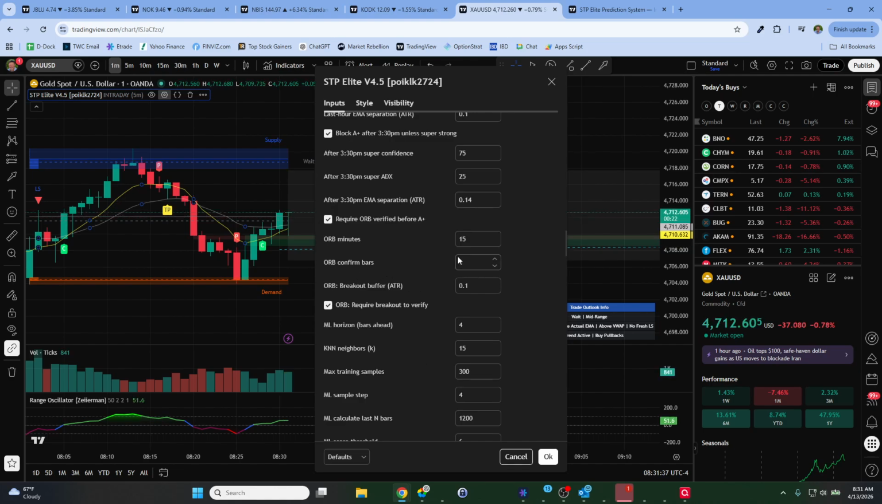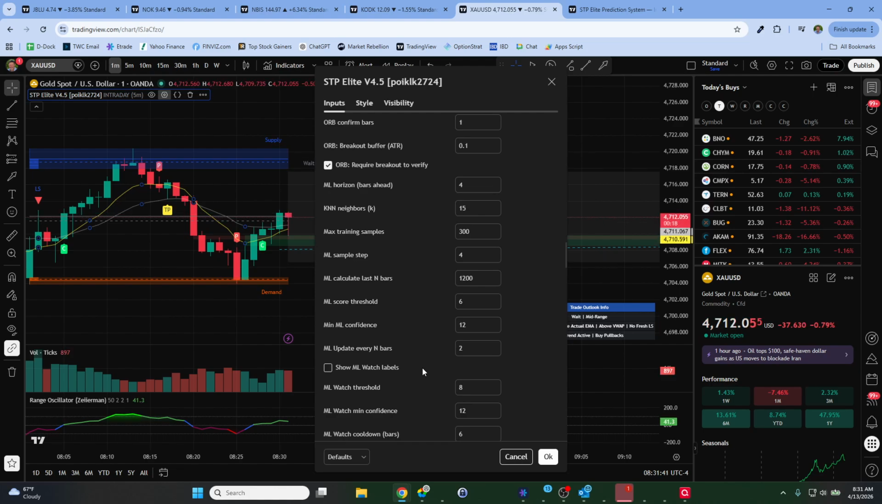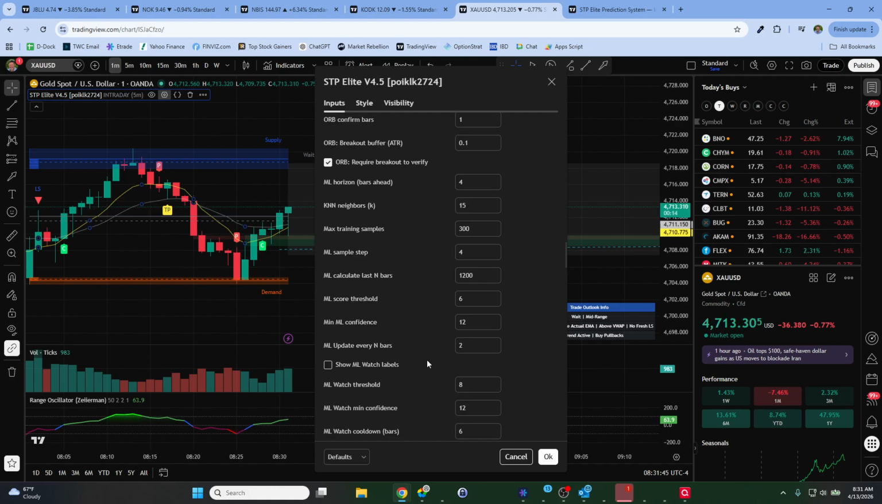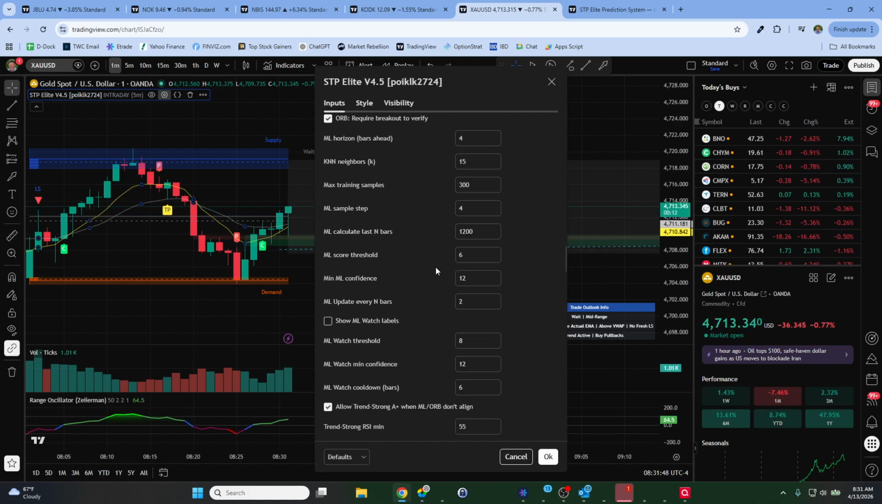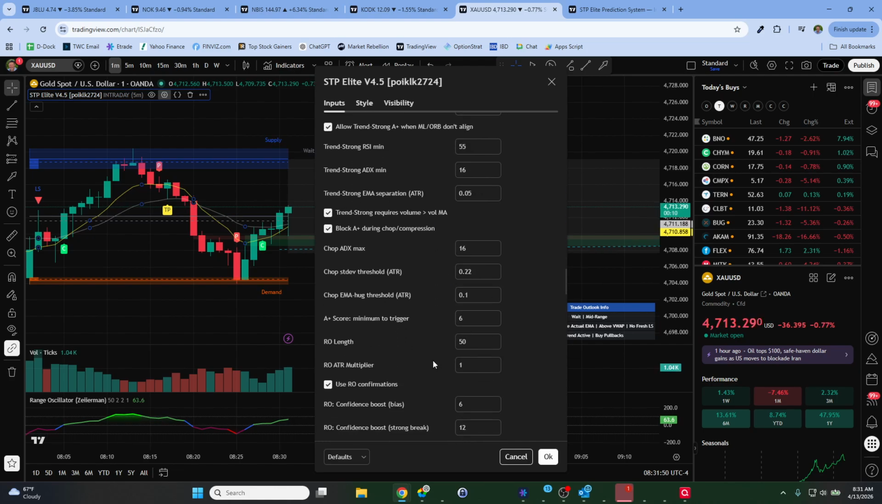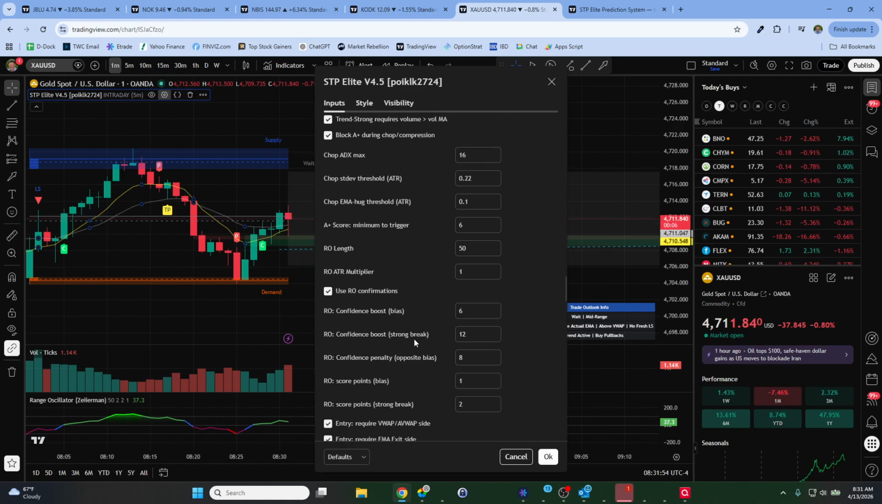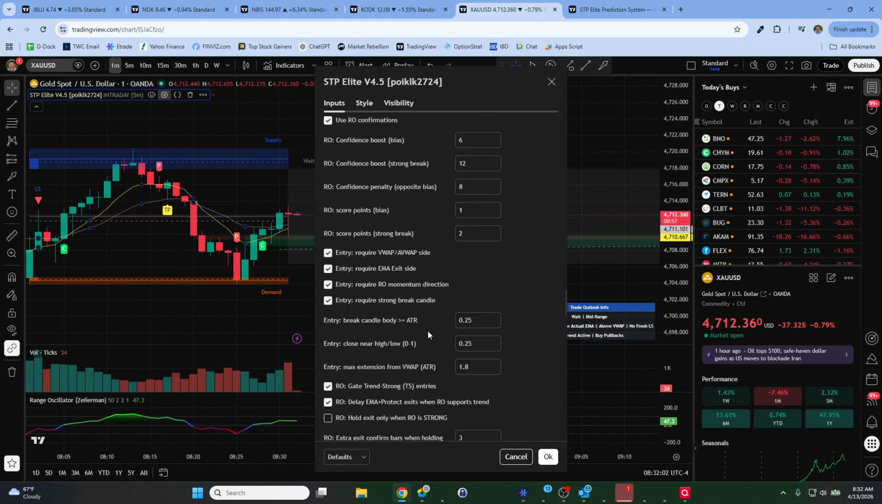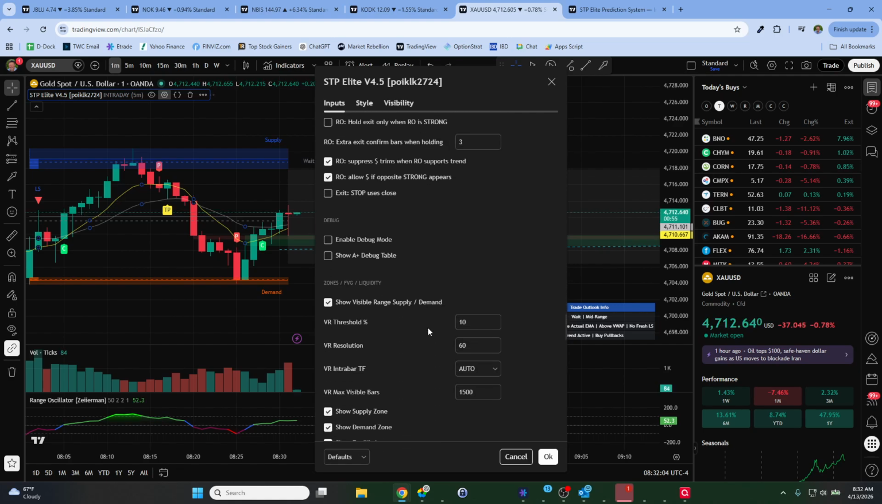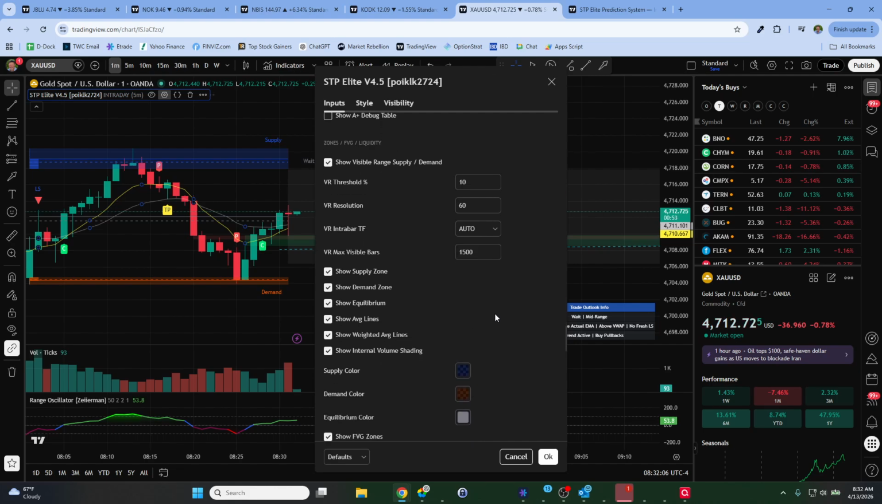Here is the ORB settings that I prefer. Again, my machine learning calculations, how many samples do you take? This is all baked in, and if you choose those pre-defaults at the top, it will change all these based on what I think are the best and how I would trade, but not necessarily how you might want to trade. So you have the ability to change. Here's all the range oscillator settings that you can play around with. So I give a lot of flexibility into the system.